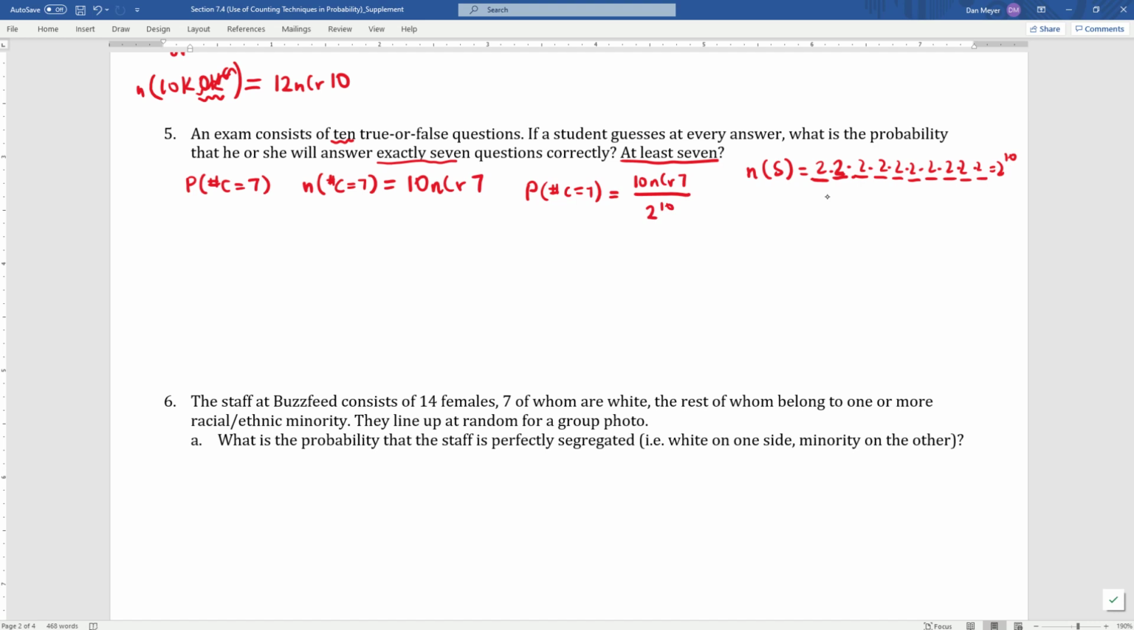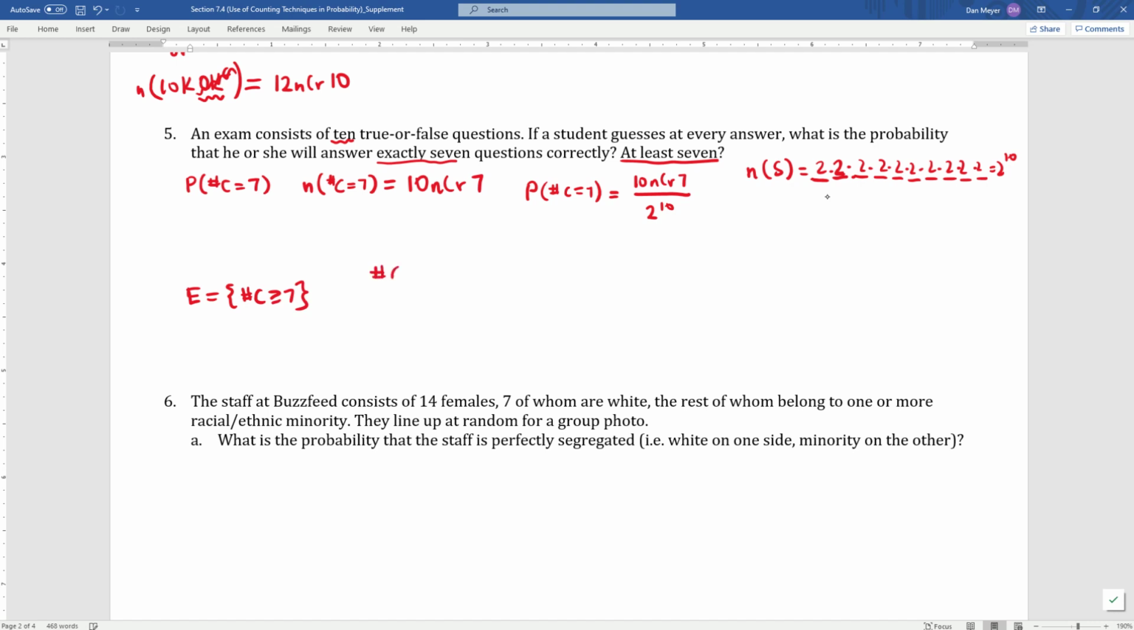Our sample space itself was not a combination problem, but the event was. Okay, for the second part, let's just talk about the event that consists of the number of correct answers being at least 7. We'll need to partition that into 4 cases.